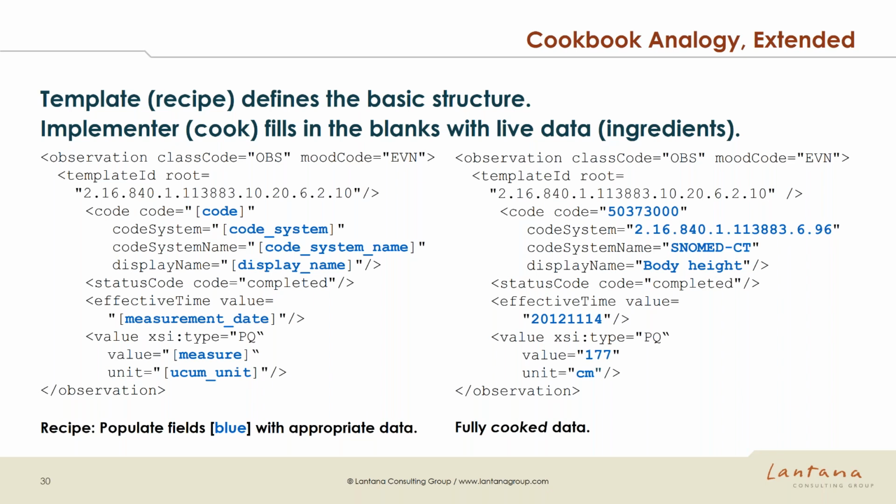If we go over to the right-hand column, here we've got a fully populated instance. In this case, we've populated the code with the SNOMED code for body height. We've populated the date with November 14, 2012. And then the value at the end is 177 centimeters. So this, again, is a vital sign observation. It basically says the person's height was 177 centimeters on November 14, 2012.